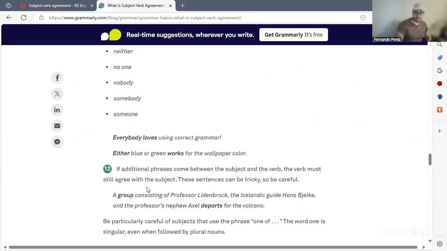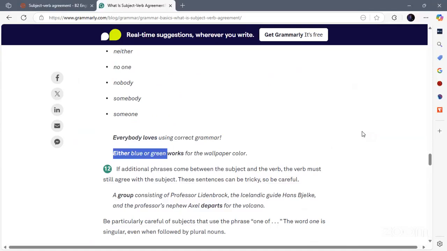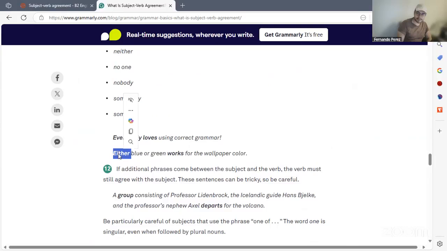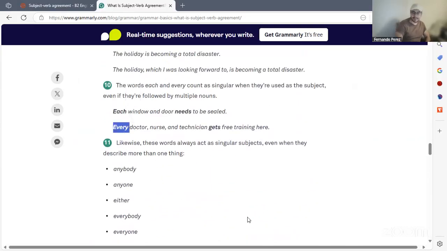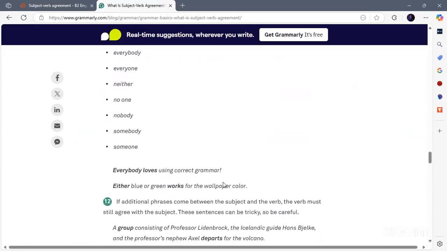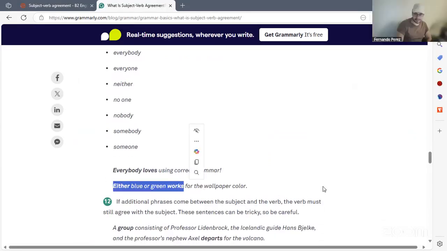Do you see how the phrase works here? Either blue or green is a group of words together. And because you're using either, it's the same effect that the word every has. I usually confuse this one. I usually say either blue or green work. That's incorrect. The correct form is either blue or green works, with an S.